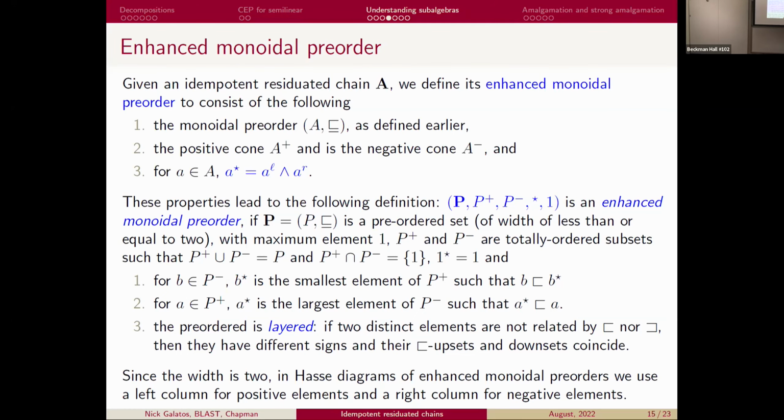These are the two conditions I just mentioned of when such a thing will correspond to such an algebra. So that was the missing piece, and also a formal definition of what it means to be layered. So we have these enhanced monoidal preorders, but we can draw them. We know exactly which ones correspond to actual algebras and we can work with them.